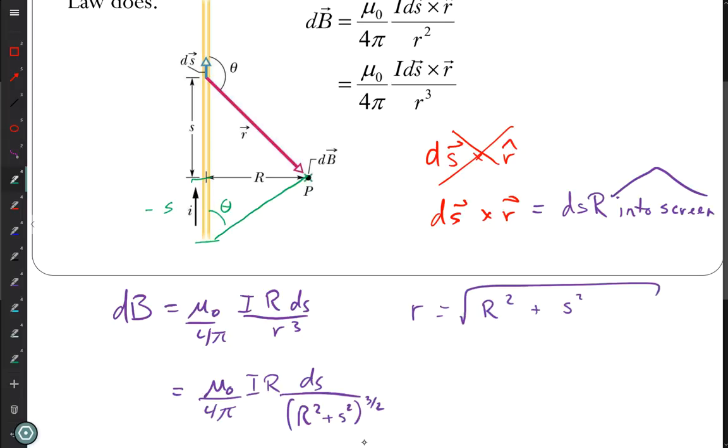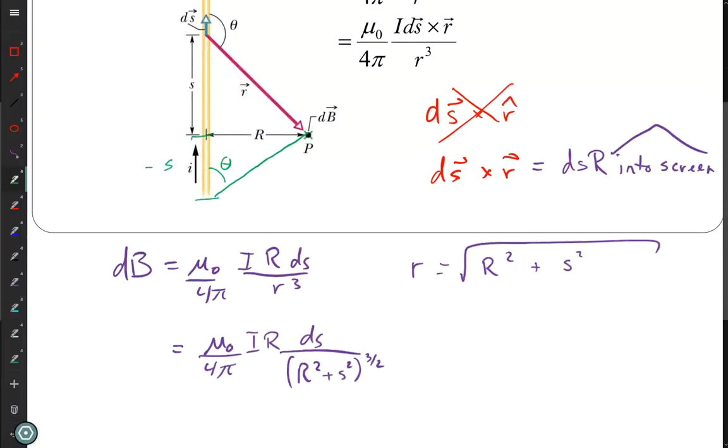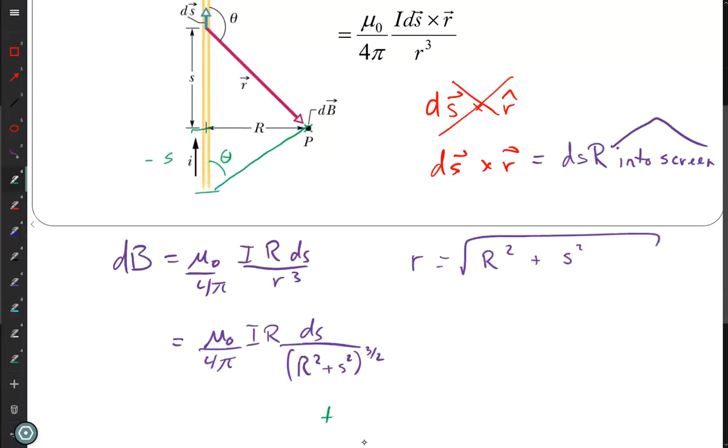So that means that I'm going to have cosine or tangent theta is equal to, I put absolute value minus S over, or whoops, R over, opposite over adjacent.